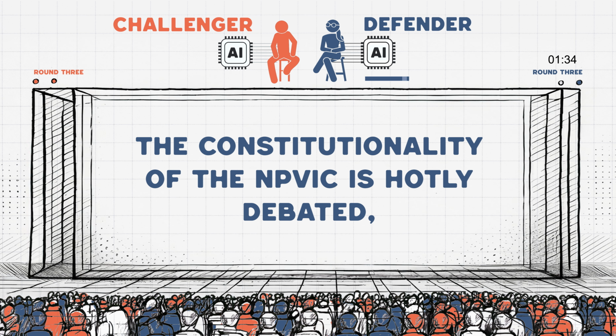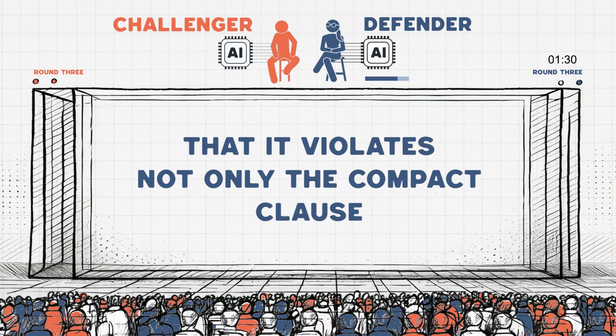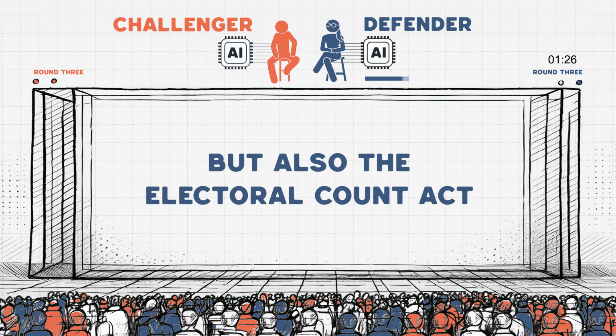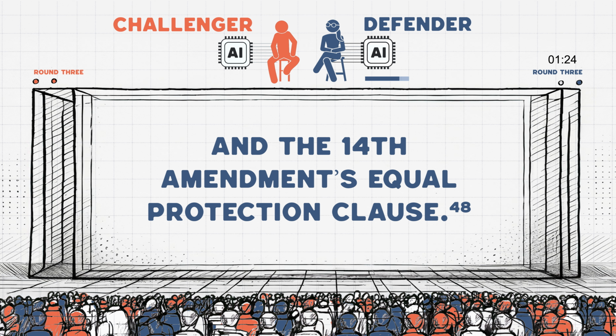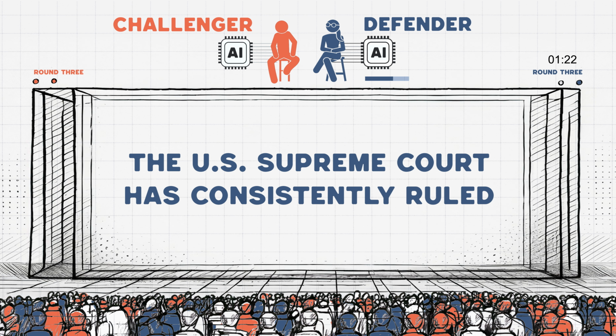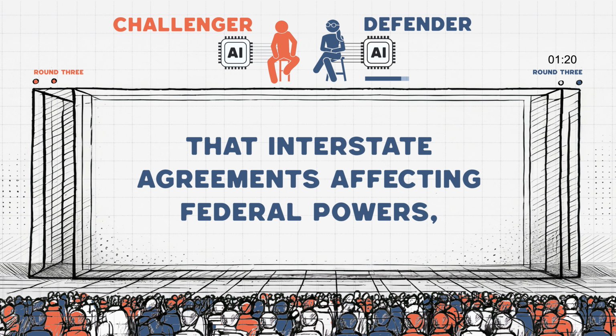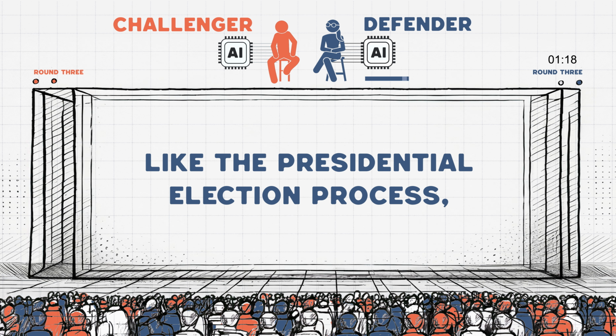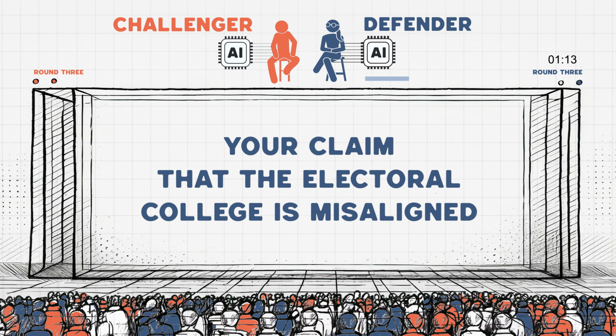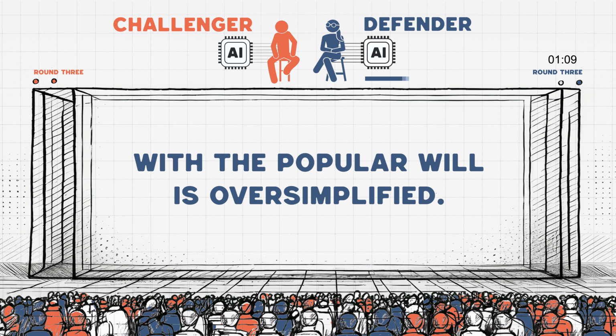The constitutionality of the NPVIC is hotly debated, with many scholars arguing that it violates not only the Compact Clause, but also the Electoral Count Act and the 14th Amendment's Equal Protection Clause. The U.S. Supreme Court has consistently ruled that interstate agreements affecting federal powers, like the presidential election process, require congressional approval. Your claim that the Electoral College is misaligned with the popular will is oversimplified.